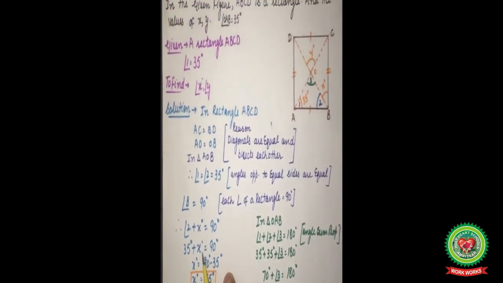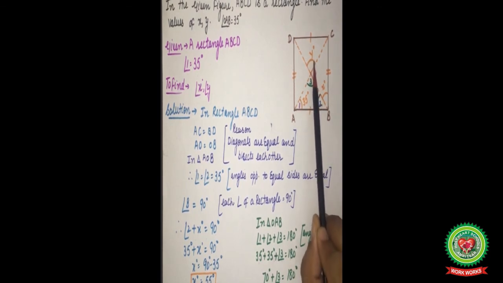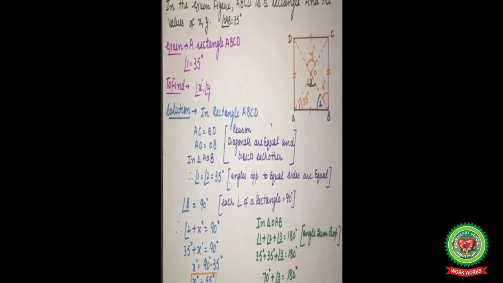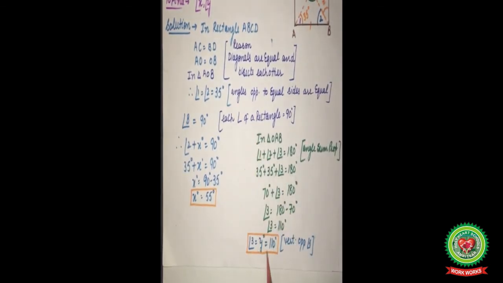Now students, we have calculated the value of angle 3, and from here we are going to calculate the value of y. And now if we see in this figure, angle 3 and y are vertically opposite angles. So angle 3 will be equal to angle y equal to 110 degrees by the property of vertically opposite angles.